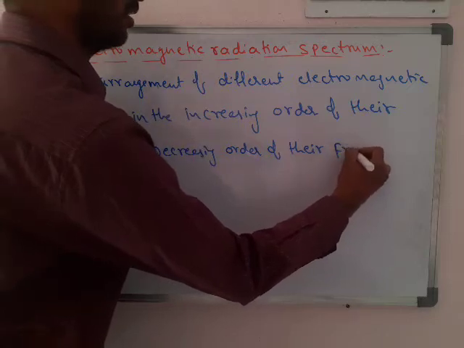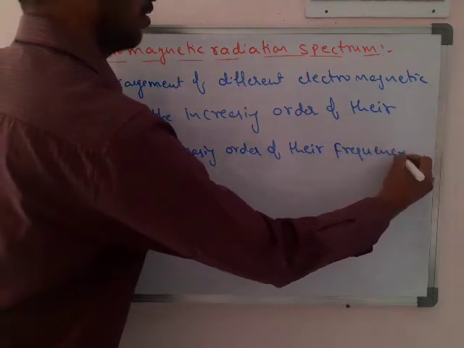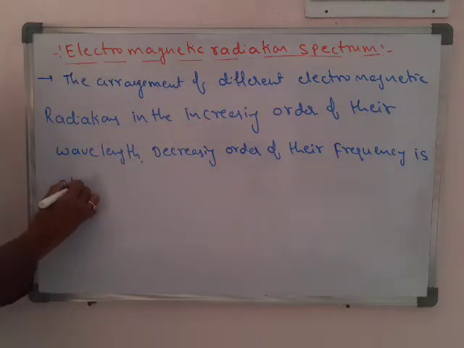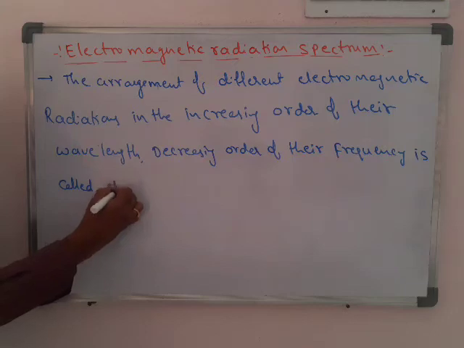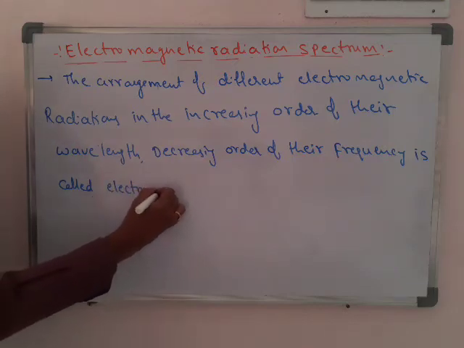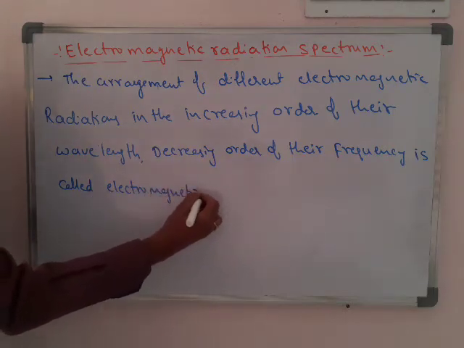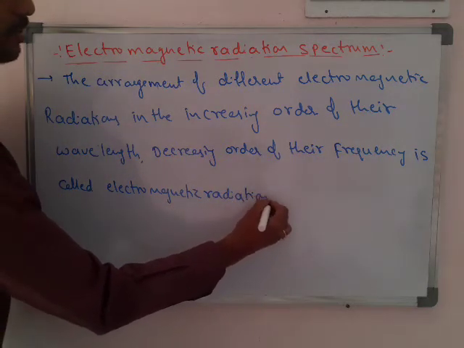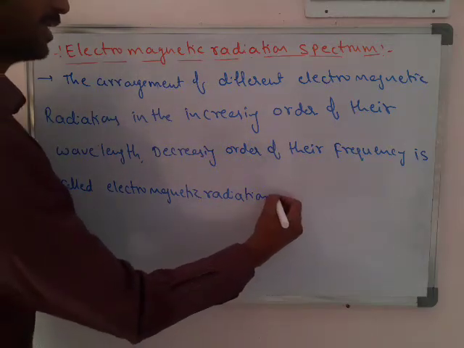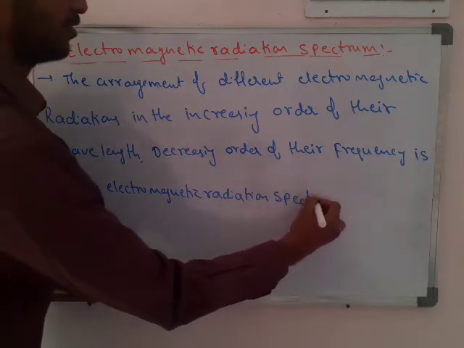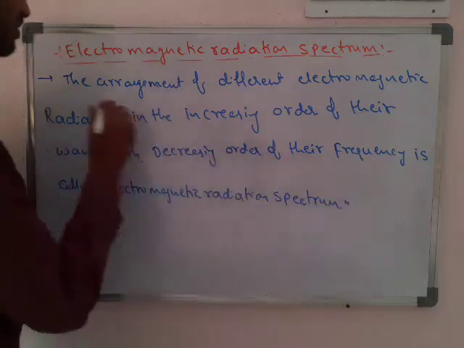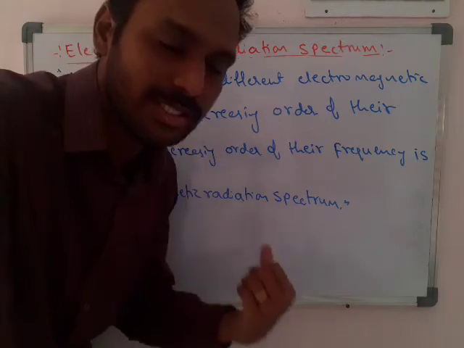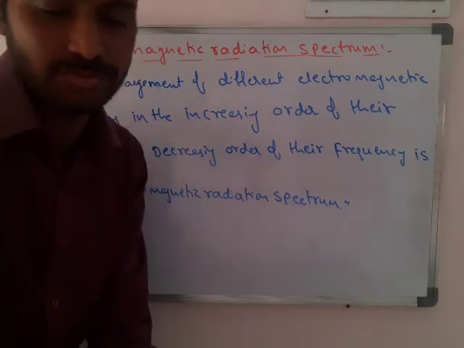Both are equal. That arrangement is called the electromagnetic spectrum, or the perfect term is electromagnetic radiation spectrum. Commonly we write it as electromagnetic spectrum. We have to remember this order. I will give the order now.